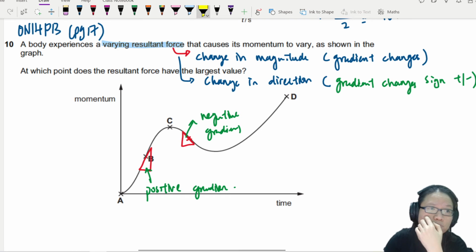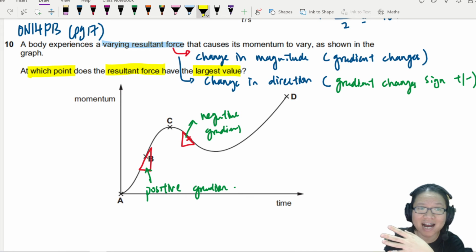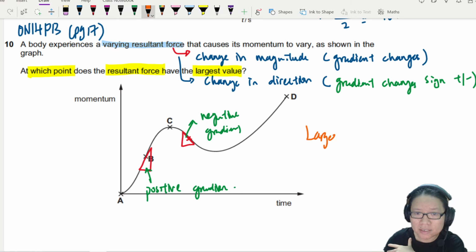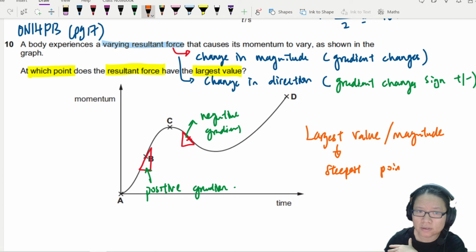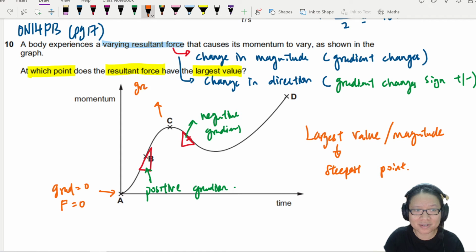All right, so the question is pretty straightforward. It says, at which point does the resultant force have the largest value? Largest value here means largest magnitude, which means we are looking at the steepest point. So where is the steepest point? At A, the gradient looks like 0. Gradient 0, force 0, sadness. F also looks like a turning point. So gradient 0, force 0, depression.